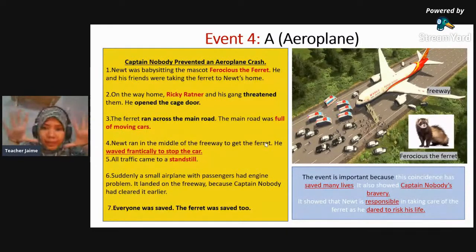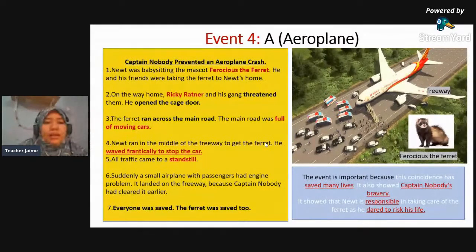Berhenti, tak bergerak. Suddenly a small airplane with passengers had engine problem. It landed on the freeway because Captain Nobody had cleared it earlier. Nampak tak? Semua perbuatan dia kecuali yang Cecil tadi tu, setakat ni robbery, aeroplane. So all this he somehow became a hero, coincidentally, secara tidak sengaja. Tapi he was still a hero lah.